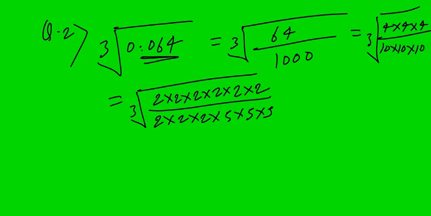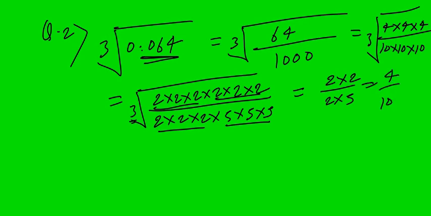It depends on you, anyone you can write. So it is cube root, so we have to make triplets. So two triplets are above here, 2 and 5. So it will come 2 into 2 upon 2 into 5, that is 4 by 10, that means 0.4. So our answer will be 0.4.